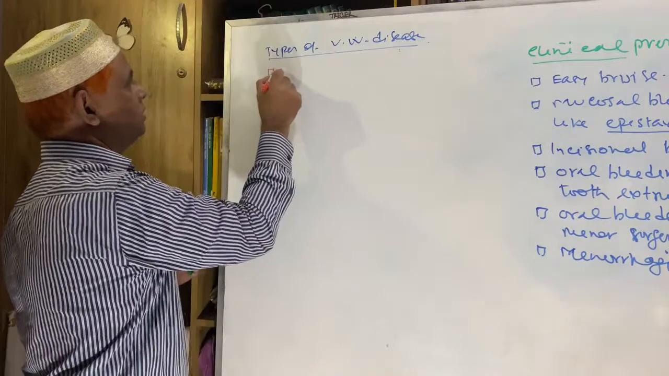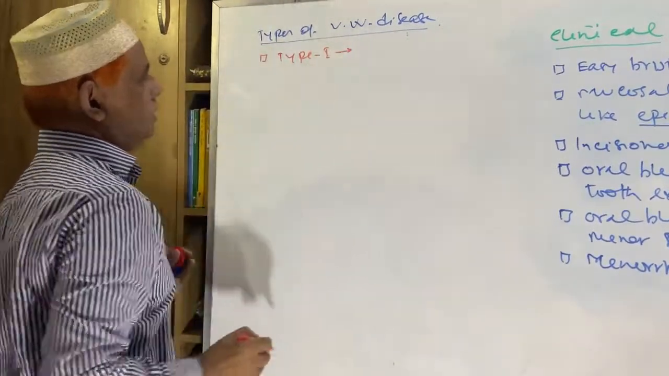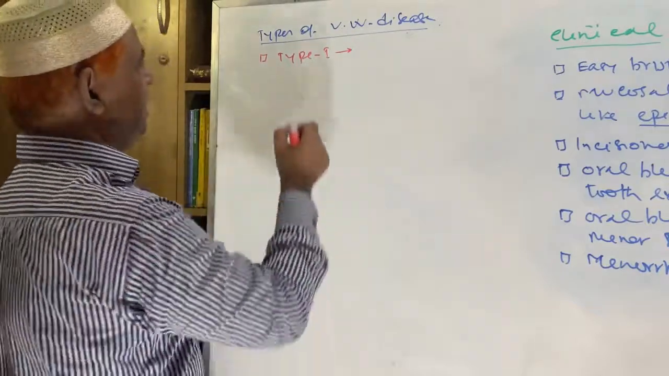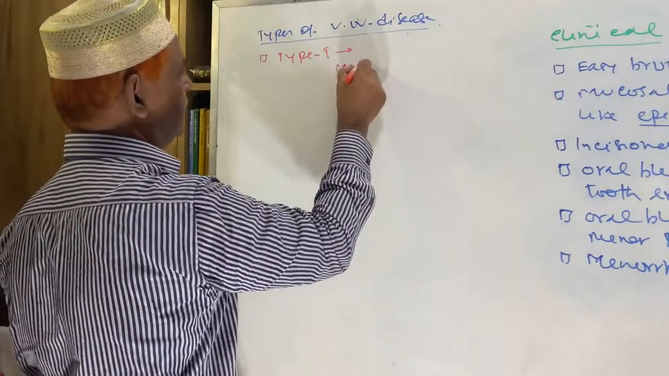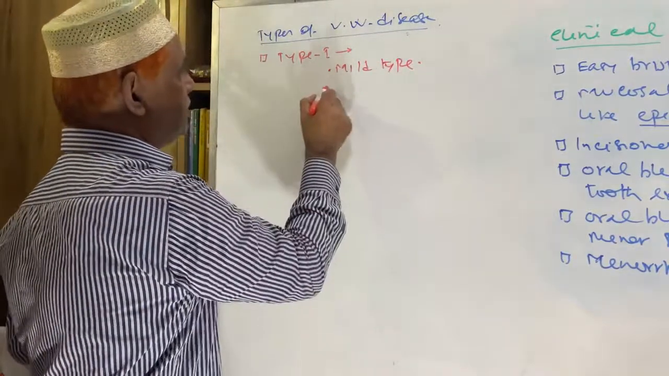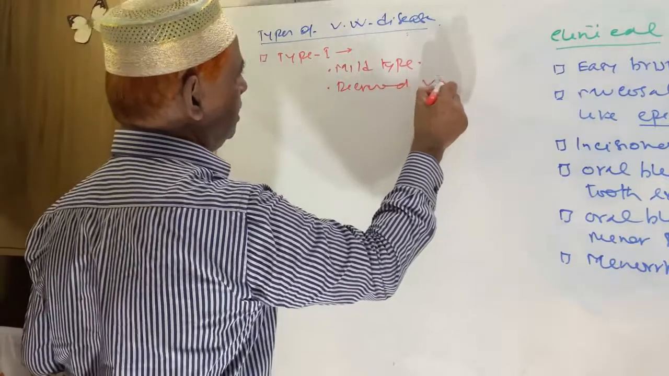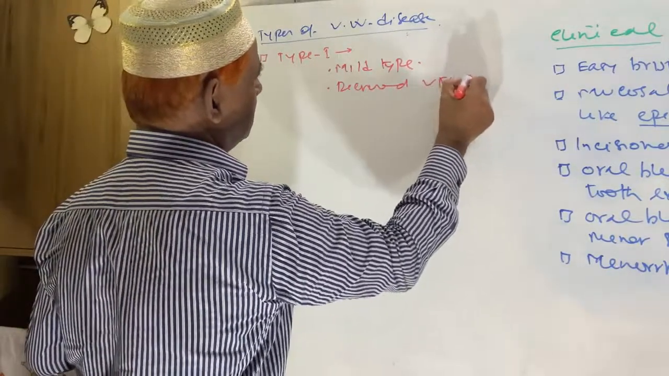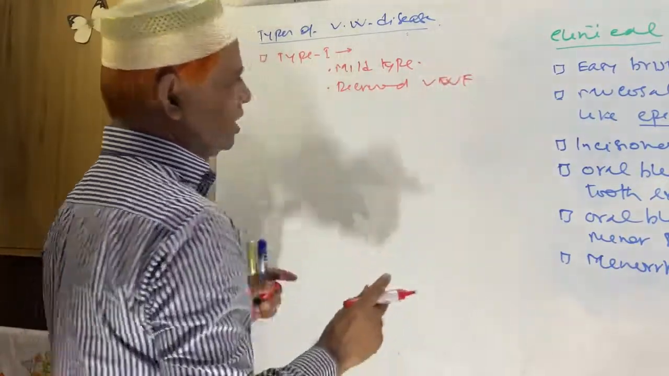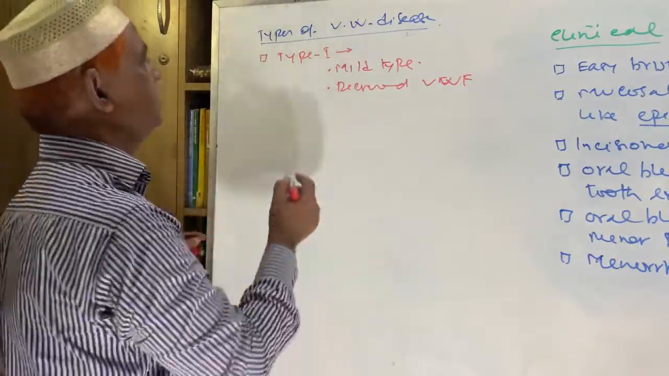One is type 1. It is mild type. Here von Willebrand factor is decreased. How much decreased? About 50% is decreased.